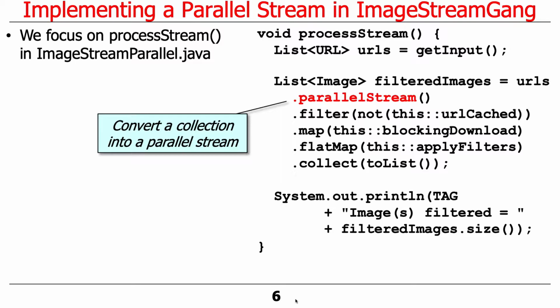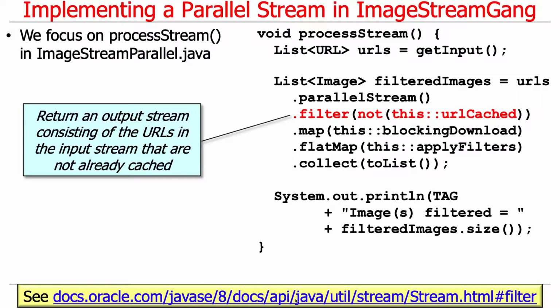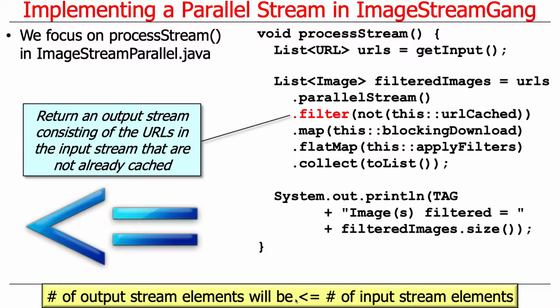And then we go ahead and we're going to filter such that only non-cached images will be allowed to continue flowing through the stream. And that uses our good friend, the filter method. We've seen filter a million times before. And remember that filter can return less than or equal to the number of input elements as the output of the stream. If nothing has been cached, the output will be equal to the input. If something is cached, then we'll have fewer elements coming out. If everything's been cached, we'll get nothing out. So it'll just be a no op at that point.